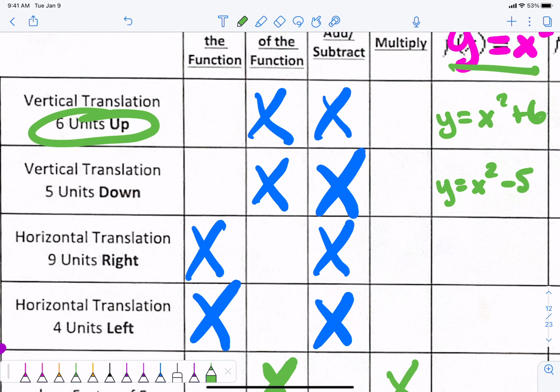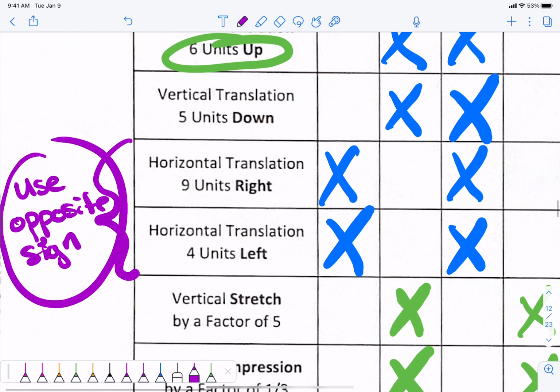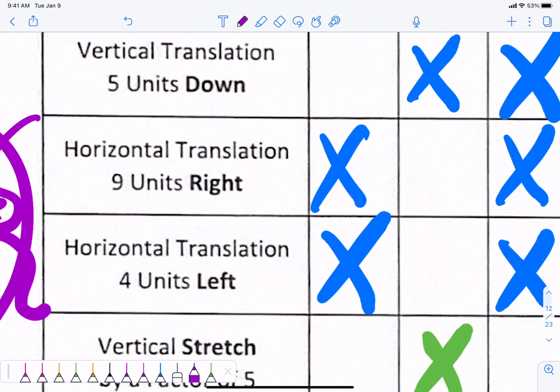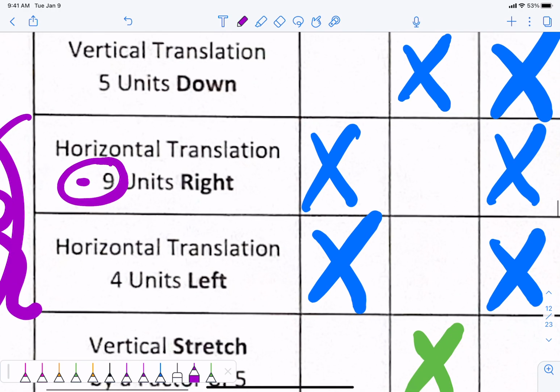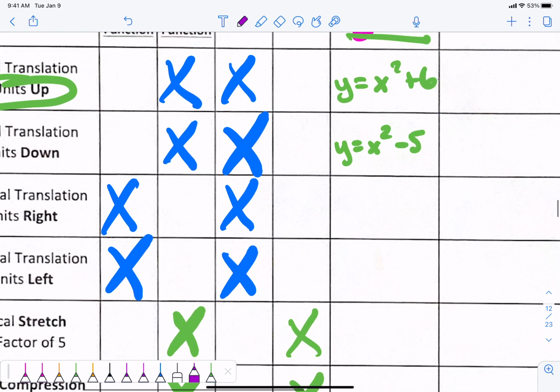Now, going 9 units to the right. You have a little note over here that says use the opposite sign. So 9 units right involves using a negative 9 instead of a positive 9. But where does that negative 9 go? In parentheses with the x. So I have x minus 9 and then the square on the outside. That's the difference. This is very different from just x squared minus 5. The x minus 9 goes inside the square.